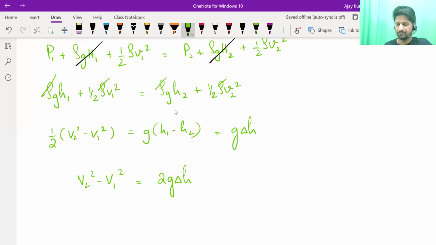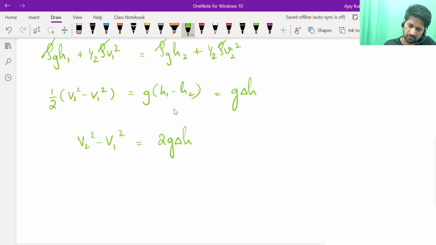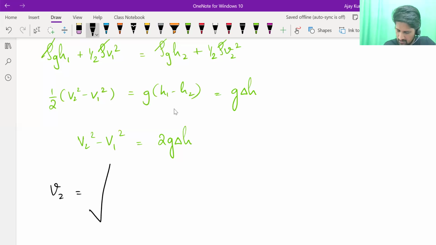If you remember, yesterday when we tried to derive the speed of efflux, it's the same equation that we got. There we got 2gh, here we got 2g delta H. That's all. So I'm writing the expression directly. If you want V2, it will be under root, the same expression as that of speed of efflux, but there it was h, here it is delta H, divided by 1 minus A2 by A1 whole square.